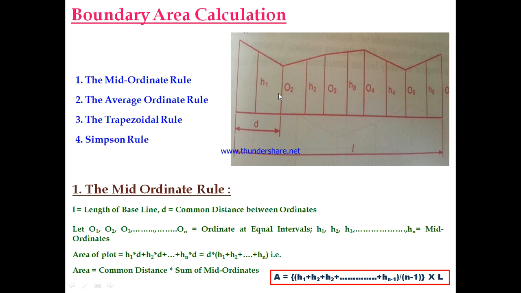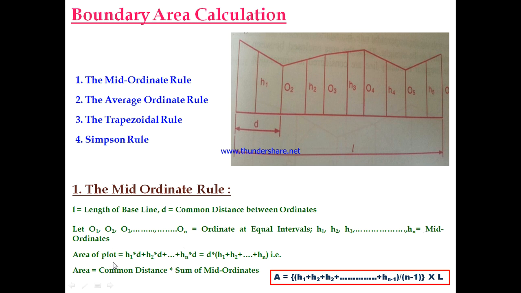After dividing the area into a number of ordinates, we need to find the midpoint of each strip. Suppose this is the ordinate O2, this is the ordinate O3, this is the ordinate O4. So H1 is the midpoint of this line. Similarly, H2 is the midpoint of O2, O3. H3 is the midpoint of O3, O4. And H4 is the midpoint of the O4, O5 line. This point is the midpoint of these two, from here to here. So these are known as the mid ordinates.